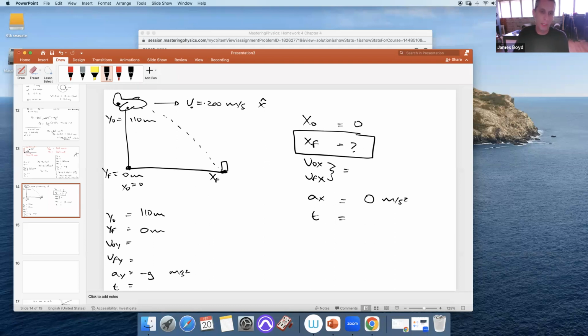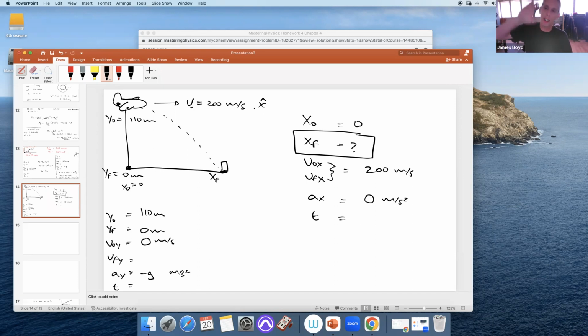V naught is only in the x, and I don't actually have to find what it is. But if I assume that the angle is 0, because it's making an angle to the x-axis of 0, then I would get 200 cosine of 0, which is 200. V initial of y is actually 0. It's only moving in the x when you release it, and it's moving at the same speed as the plane.